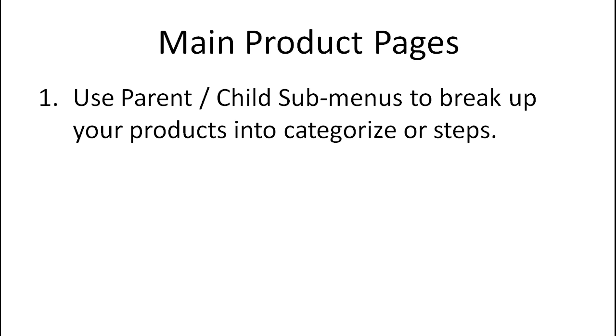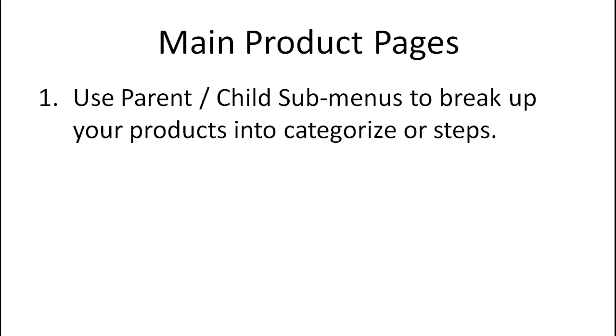Well, for now, let's move on to main product pages. You can have as many product pages as you want. The key that I would recommend is that you create pages that break things up into categories or steps. So step number 1, you need to do this. Step number 2, you need to do this. That way it's clear as to what they need to do.